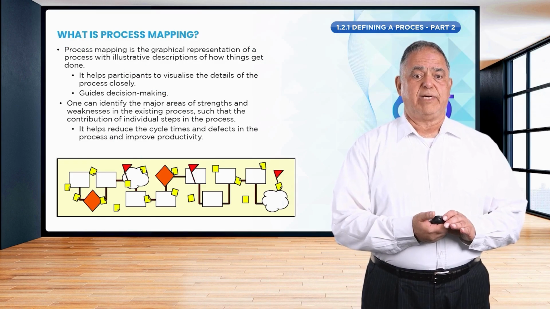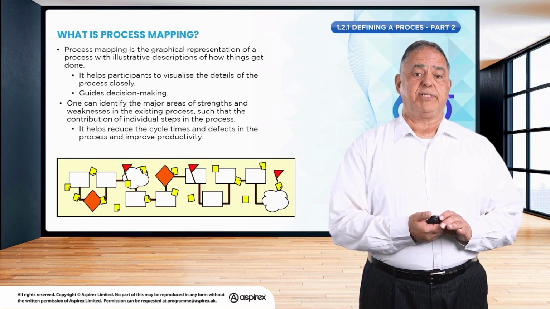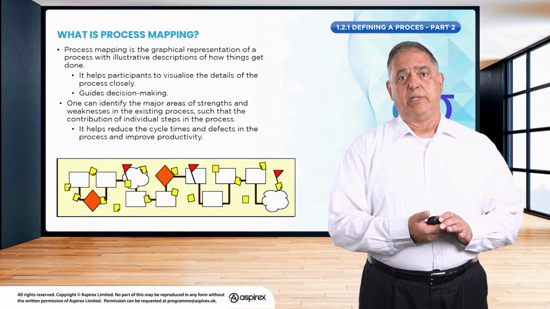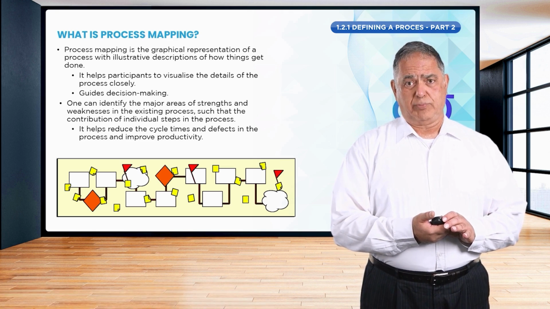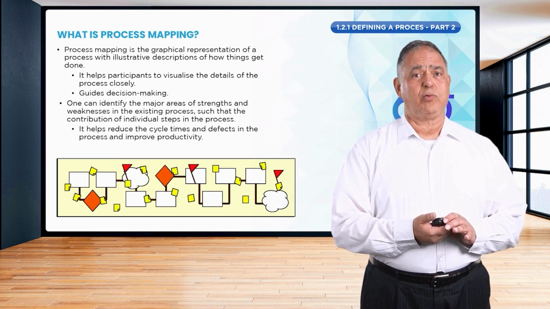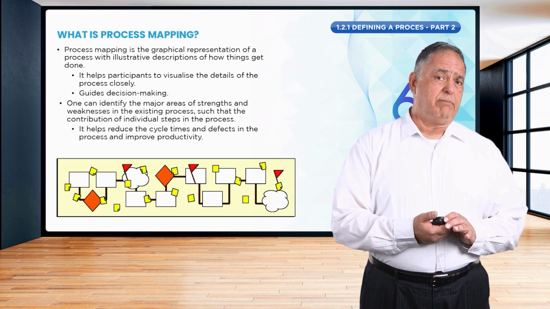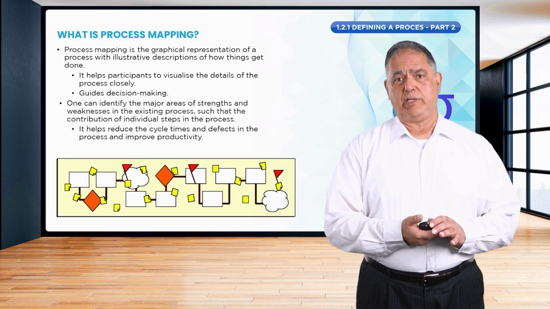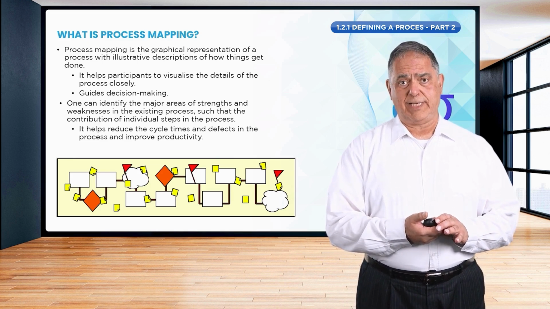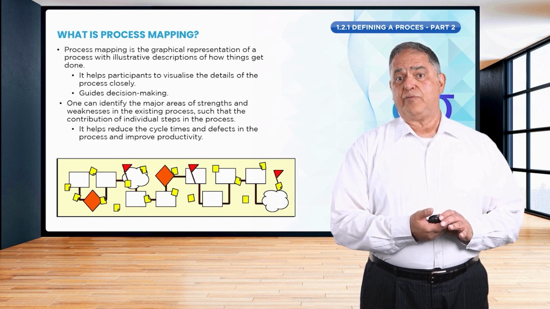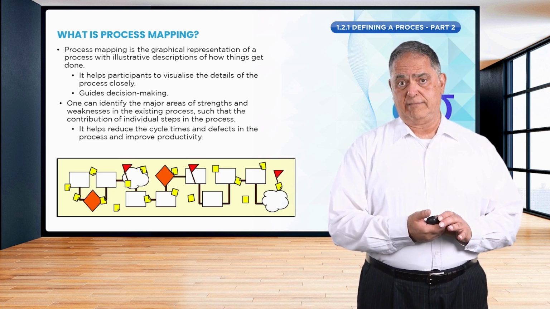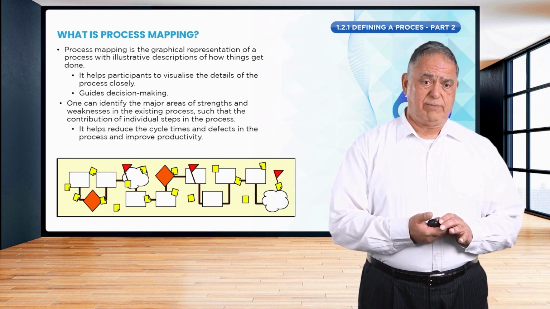One can identify the major areas, strengths, and weaknesses of a process just by creating a process map and then going step by step between the start and finish. And this is typically when we identify and highlight areas of potential process waste that we're going to investigate in a Lean Six Sigma project.